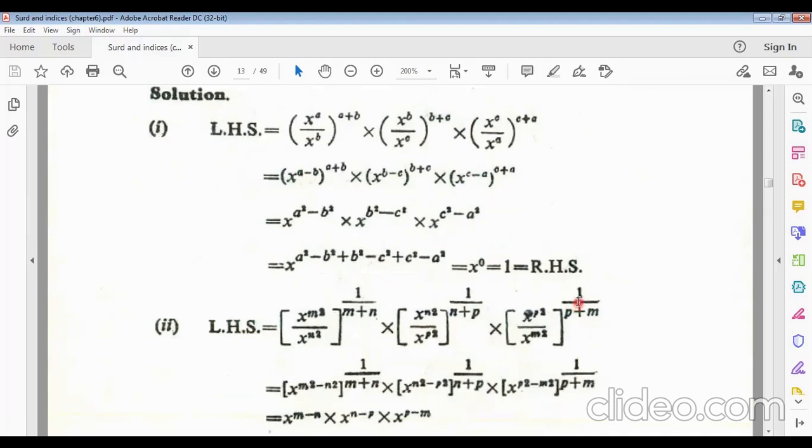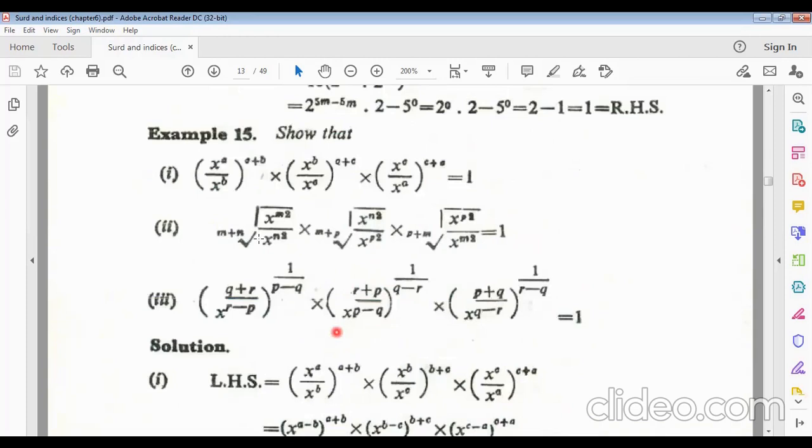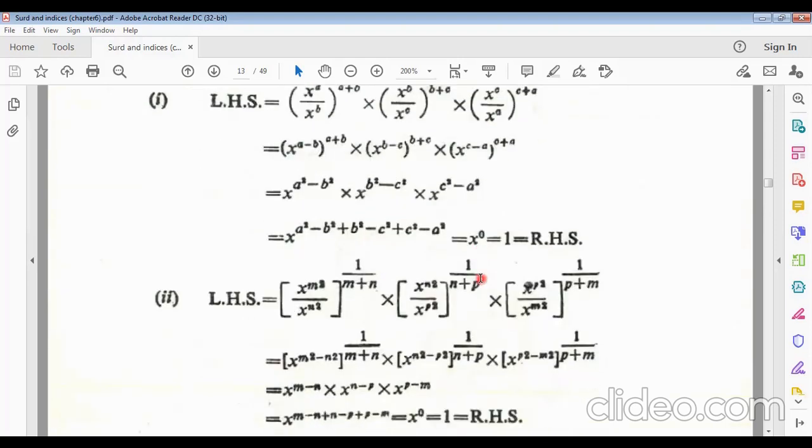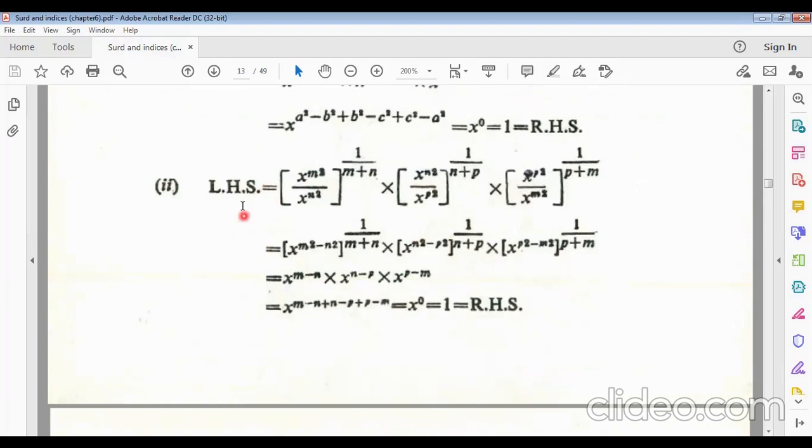Now, for the second problem, this is the left hand side: x to the power m square divided by x to the power n square. This is the square, remember it. And the power will be 1 by m plus n; this is the (m+n)th root over x^(m²) / x^(n²), then the (n+p)th root over x^(n²) / x^(p²), and the (p+m)th root of x^(p²) / x^(m²). So this is the left hand side.